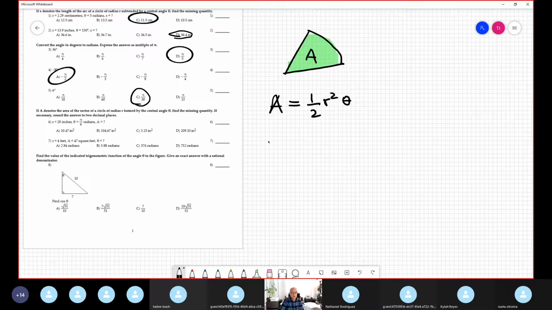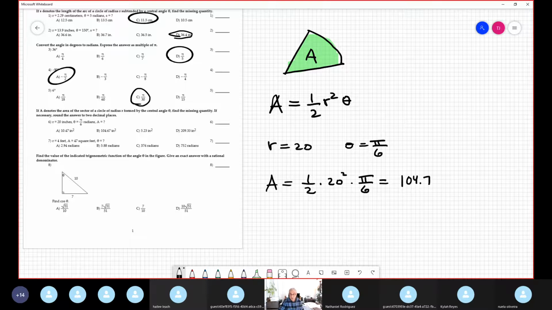So in problem number 6, the radius given is 20 inches. Theta is pi over 6. Okay, it's already expressed in radians. Nice. I appreciate this so much. So the area is equal to 1/2 times 20 squared, which is 400, multiplied by pi over 6. So 400 divided by 2 is 200, divided by 6, and I replace pi by 3.15 because I want the answer in decimal. So it is 104.72.